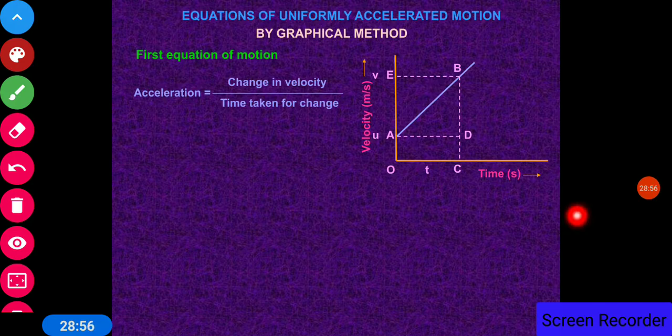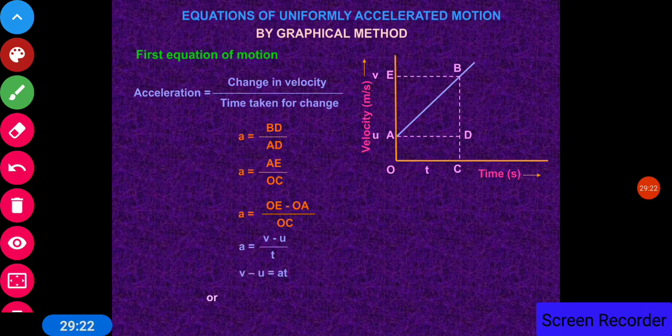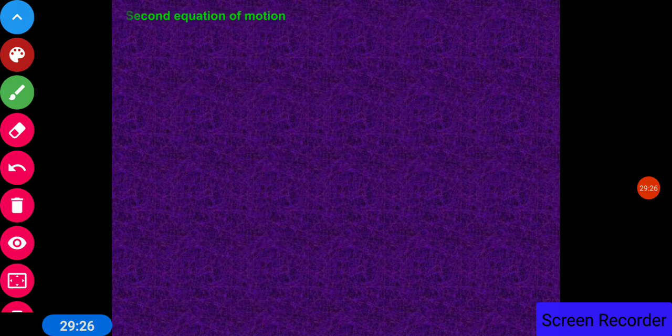Now acceleration, we know, is change in velocity upon time taken for the change. So we can say that a is equal to BD upon AD, BD is equal to AE, and AD is equal to OC. So we can say AE upon OC. Then a is equal to AE, that is equal to OE minus OA upon OC. So v minus u upon t, and we say v minus u is equal to at, or v is equal to u plus at, which is your first equation of motion.